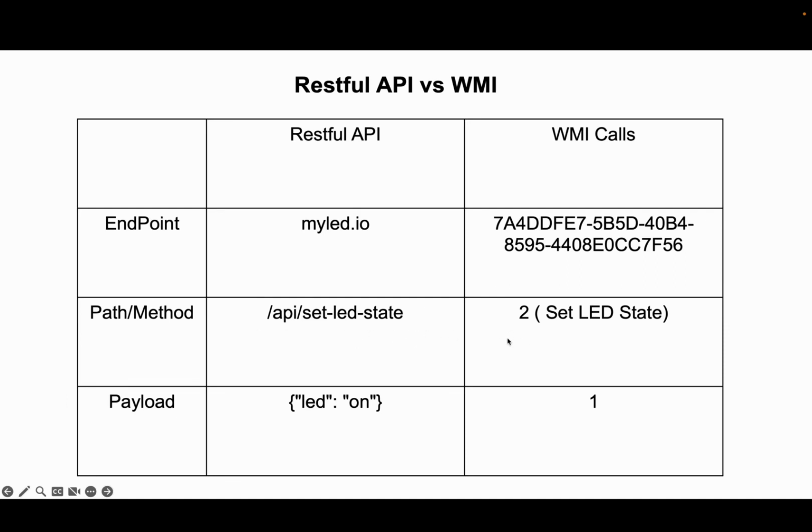And in WMI calls, we have something similar, but usually this is a simple byte. So maybe I will just send 0, which indicates to turn the LED off. And if I send 1, it indicates to turn the LED on. And you can see that in the RESTful API, we usually use JSON format, but in WMI calls, we are just working with simple bytes.